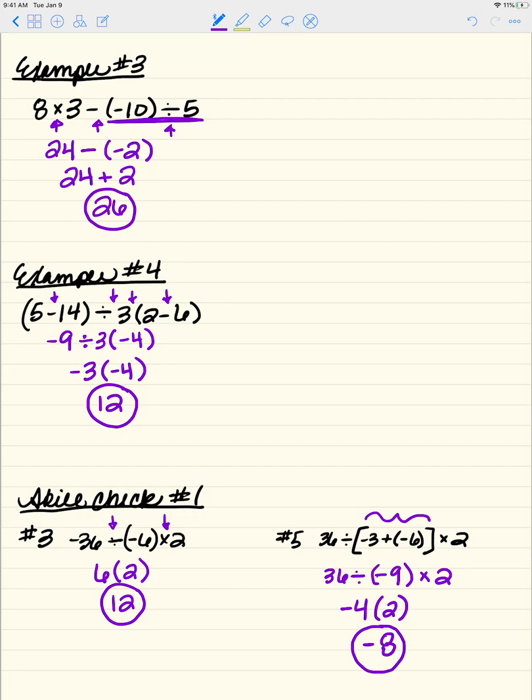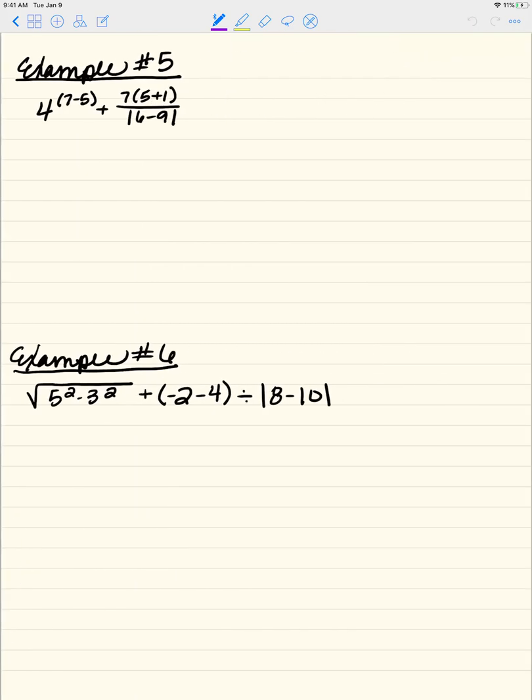And the answer to number 5 is negative 8. For practice, the answer to number 1 is 8. 2 is negative 1. 4 is negative 3. And 6 is 18. Okay, example number 5.